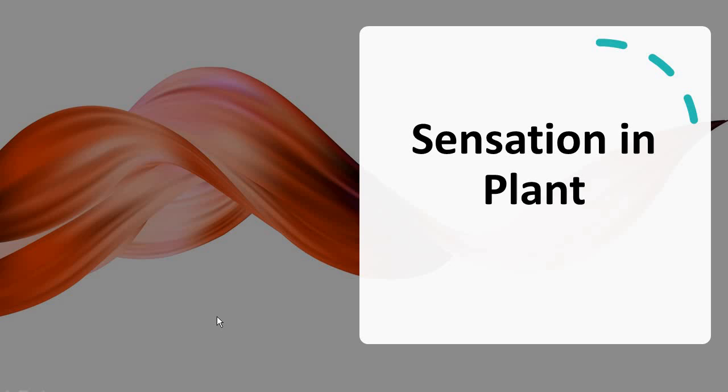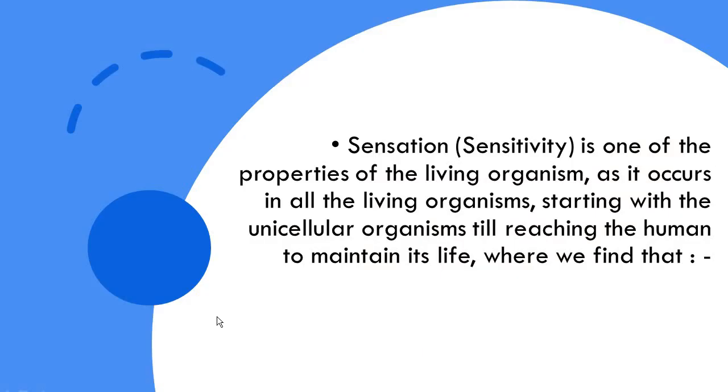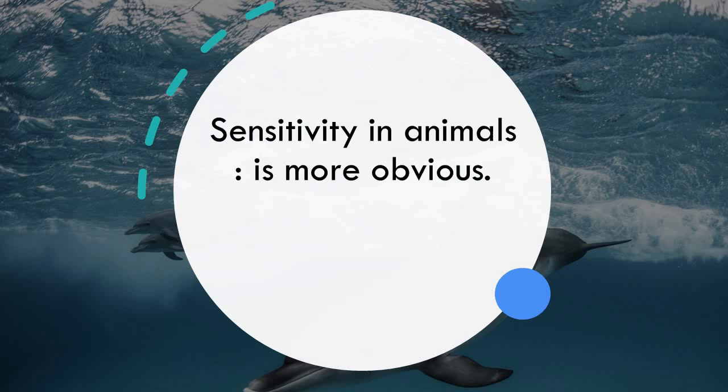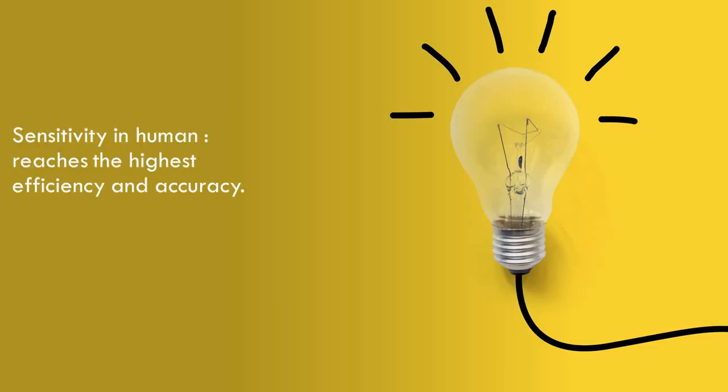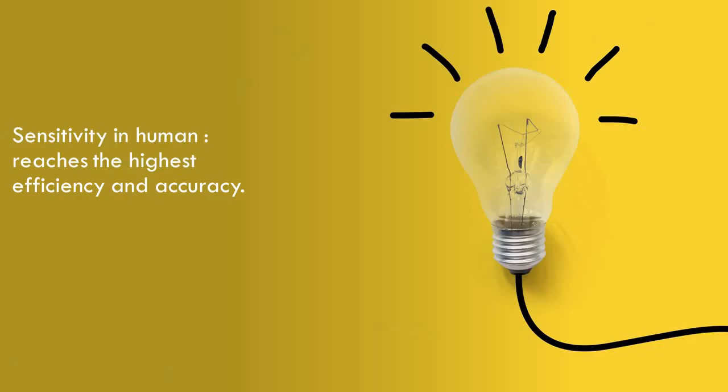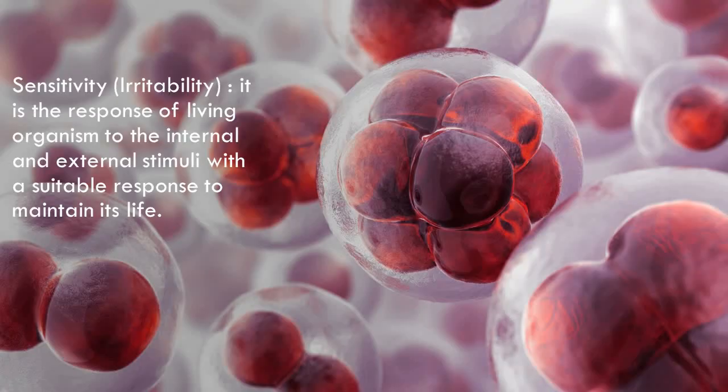Today we are talking about sensation in plants. Sensation, or sensitivity, is one of the properties of living organisms, which respond to any external stimuli. So it's called sensation or sensitivity. Here, the plant's sensation is less obvious than in man or the animal, as sensation in humans reaches the highest efficiency and accuracy. Sensitivity is the response of living organisms to any internal and external stimuli.